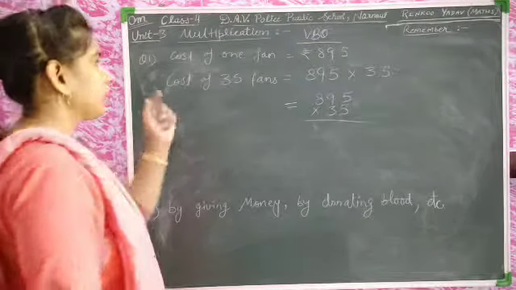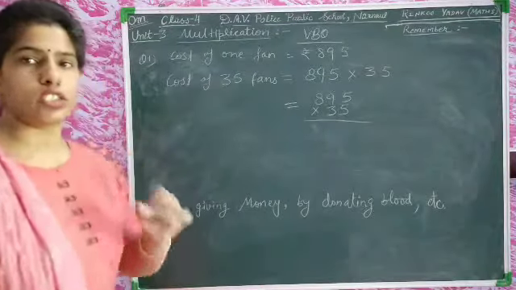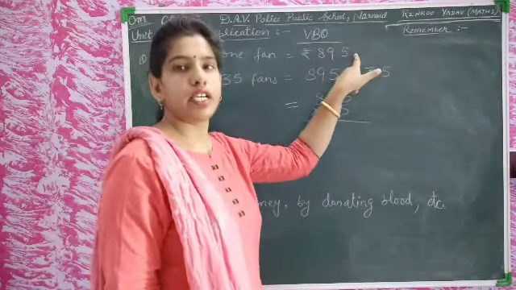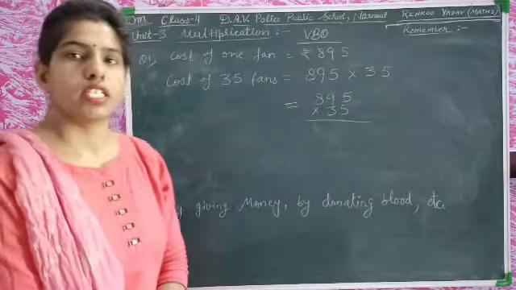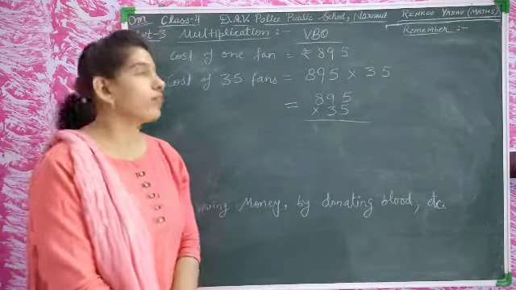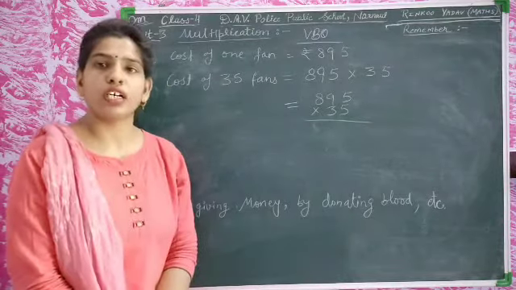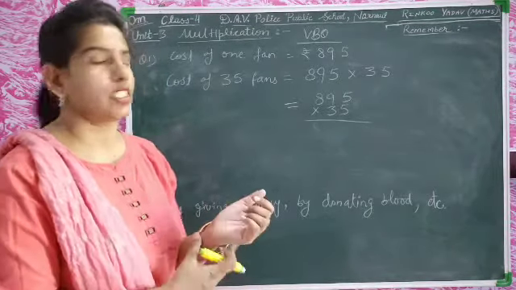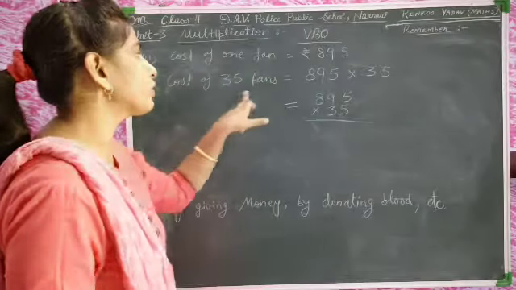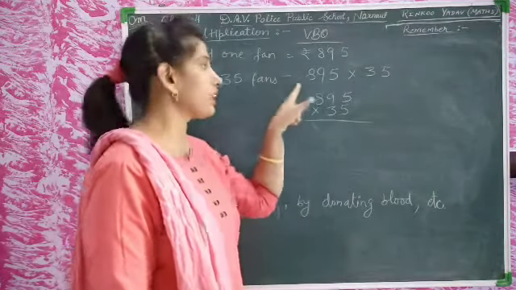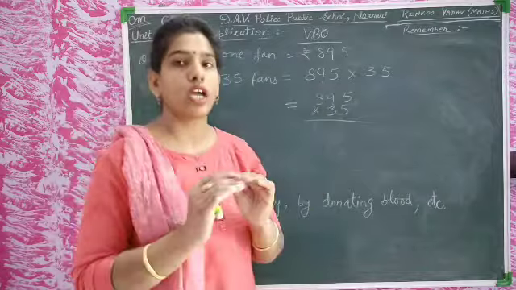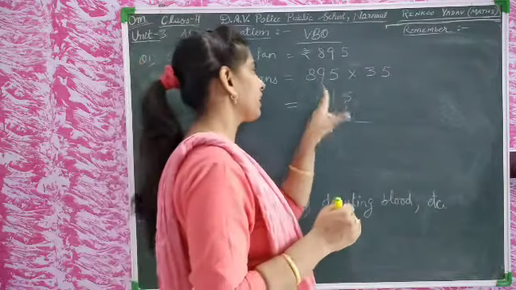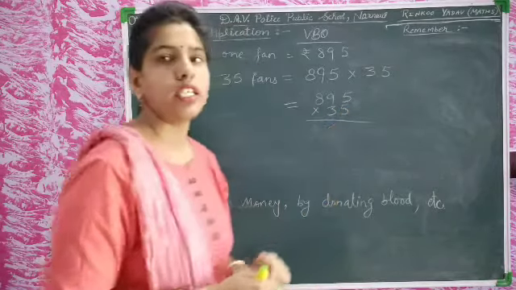Now students, we have question number 1. In question number 1, the cost of one fan is given as 895 rupees. This is the cost of one fan. We have to find how much is spent on the total fans. So we are finding the cost of 35 fans. We have to multiply 895 by 35.